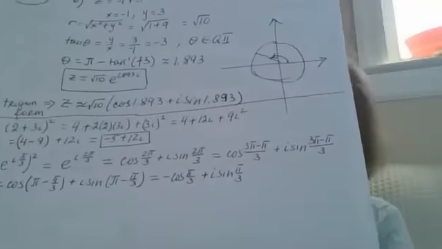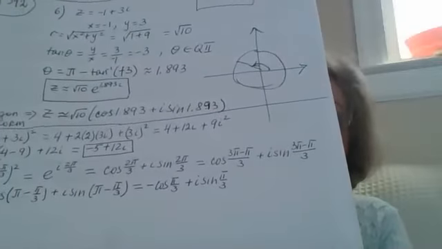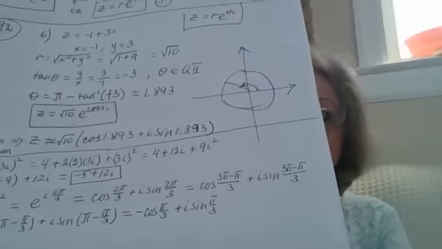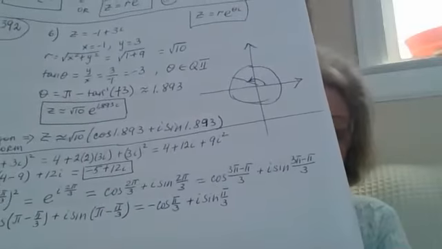Should I keep the same function sine or switch to another one? You can keep it. So it will be i sine of pi over 3. So you converted this into that form, minus cosine of pi over 3 plus i sine of pi over 3.